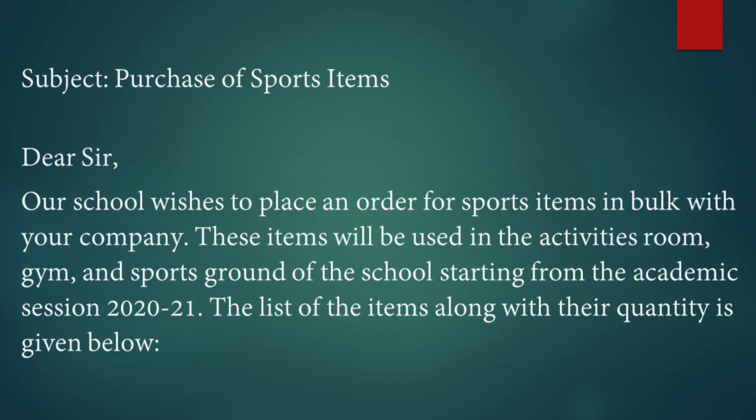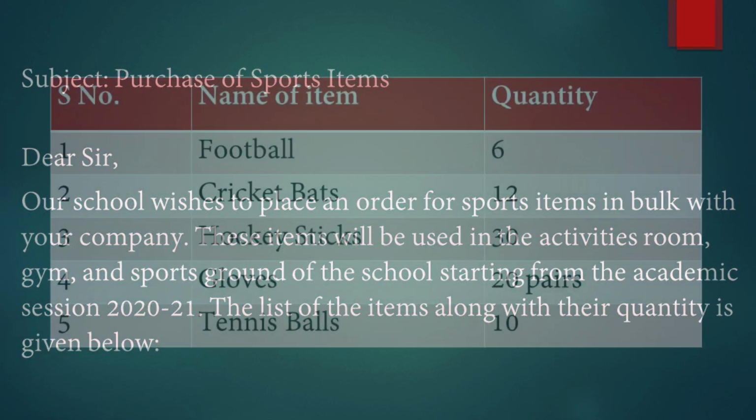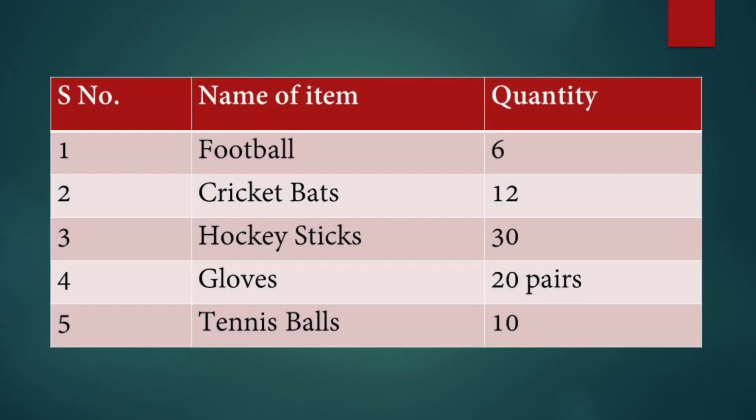So, what is the first paragraph? Our school wishes to place an order for sports items in bulk with your company. These items will be used in the activities room, gym and sports ground of the school starting from the academic session 2021. The list of the items along with their quantity is given below. So, this is exactly what should be in your first paragraph. The last line should be the list of the items is given below. That has to be there. Okay. And now for the second paragraph.